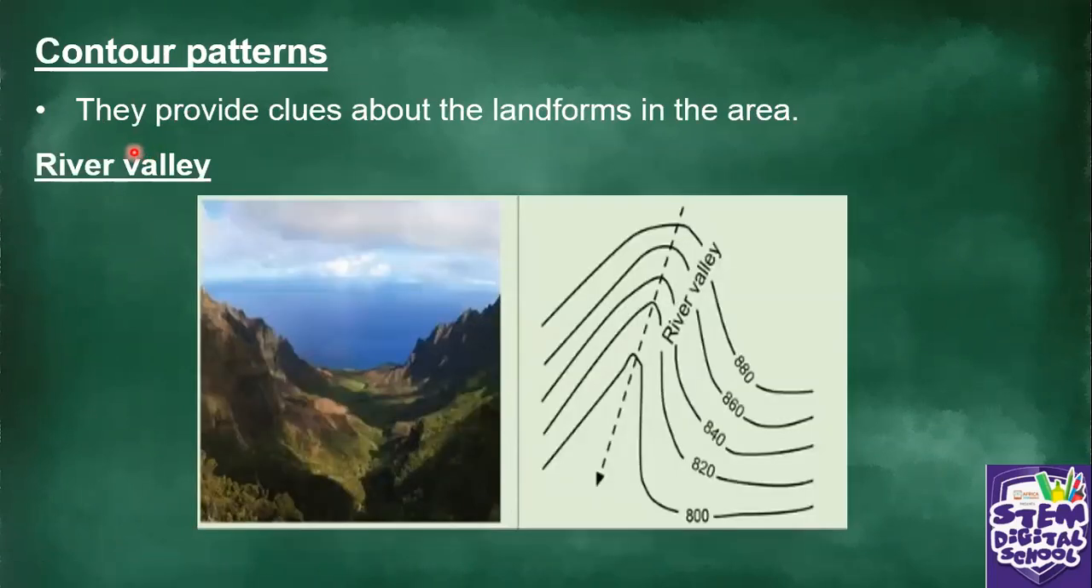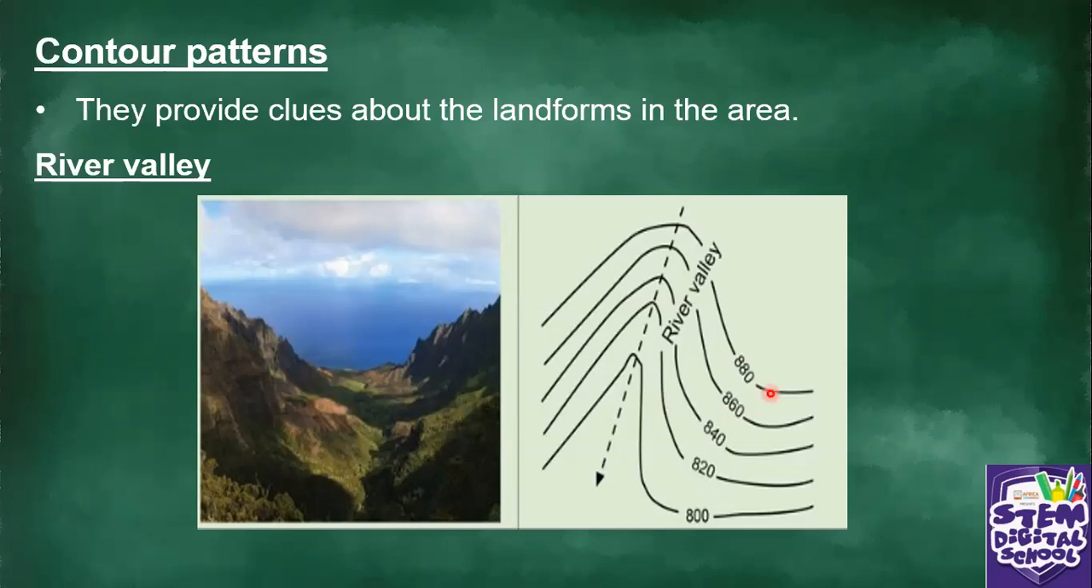Contour patterns provide clues about the landforms in the area. So we've got different contour patterns for different features or landscapes. Here we've got a river valley. I think we looked at this, the river valley, on Monday. So this is the picture of a river valley. How is it shown? You can see here V-shaped contour lines. These are the contour lines from 800 to 880.